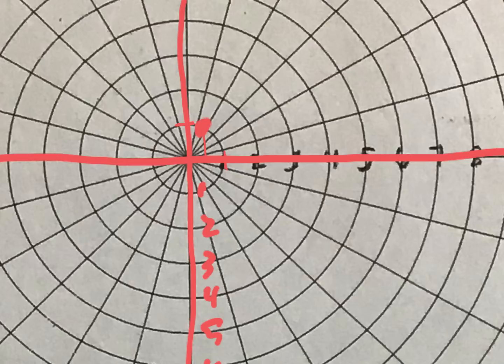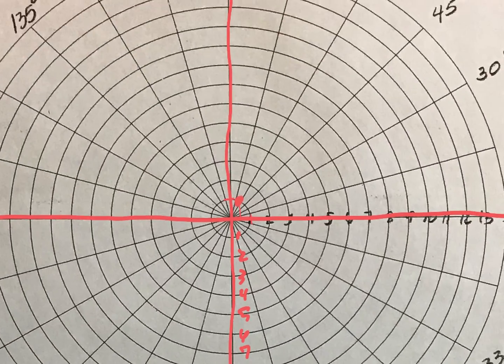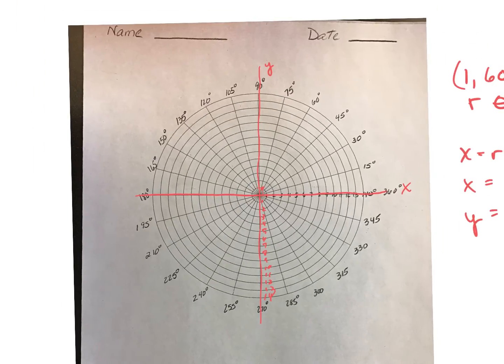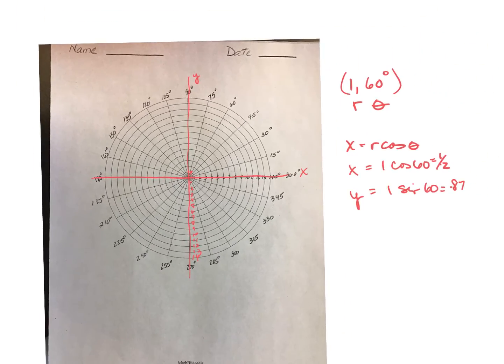So if you get confused and you say to yourself, I don't know if I got the right answer, plot both of them. They should be in the same vicinity. If they're in different quadrants, you're wrong. It can't be right, okay? So that's how you convert polar to rectangular. Remember, rectangular is xy, polar is r theta, okay?